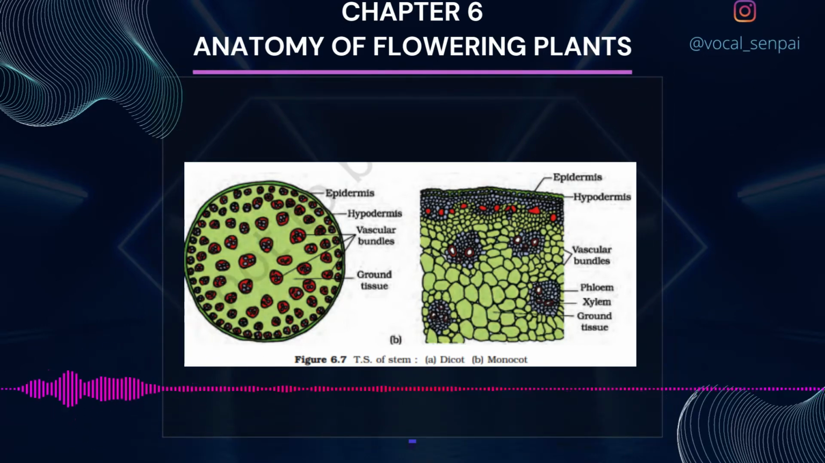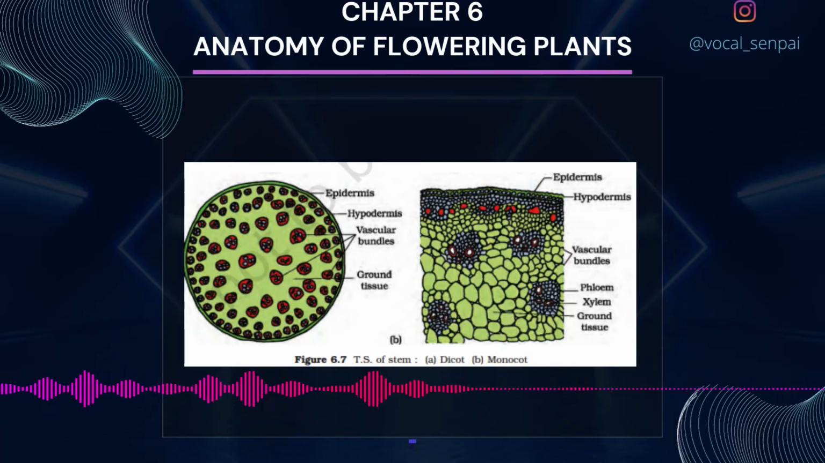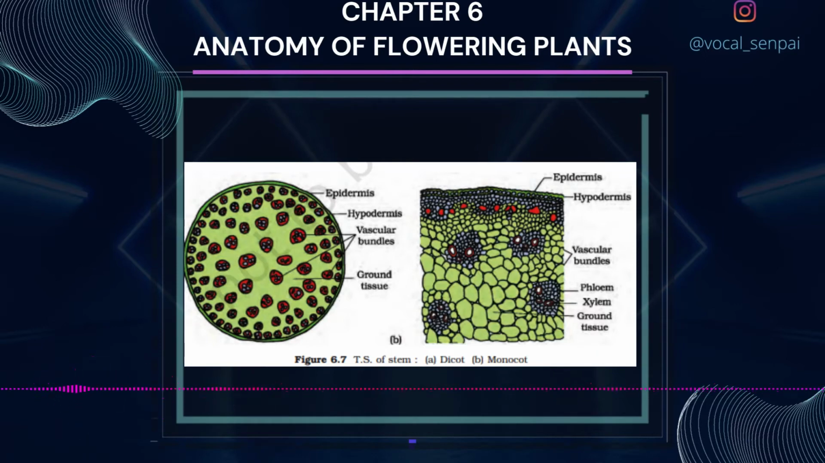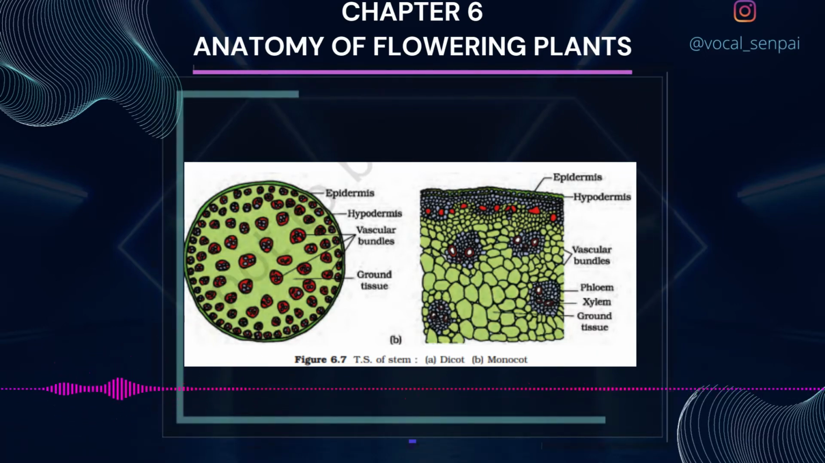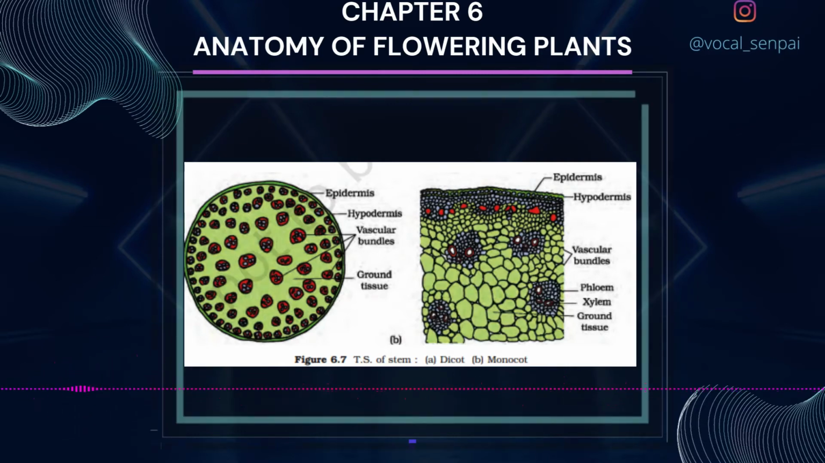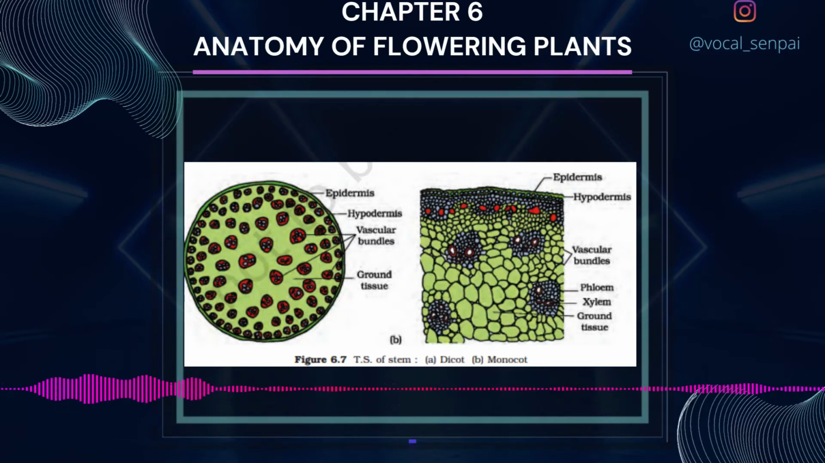Pericycle is present on the inner side of the endodermis and above the phloem in the form of semilunar patches of sclerenchyma. In between the vascular bundles there are a few layers of radially placed parenchymatous cells, which constitute medullary rays. A large number of vascular bundles are arranged in a ring. The ring arrangement of vascular bundles is a characteristic of dicot stem.